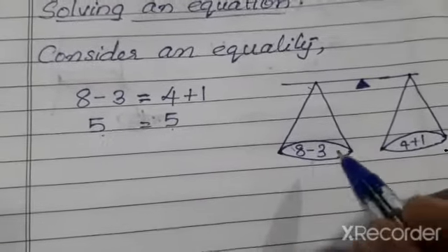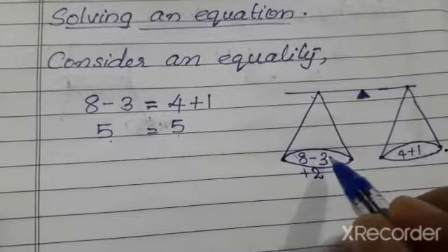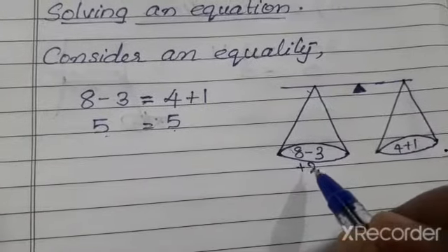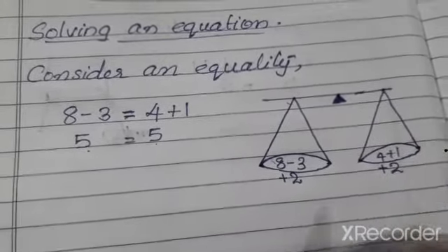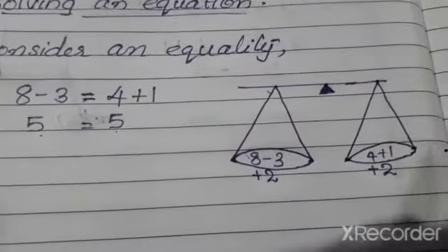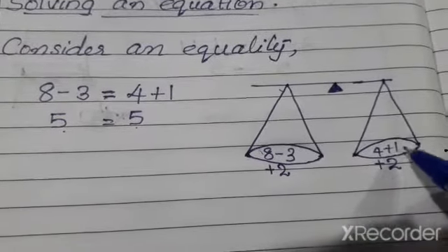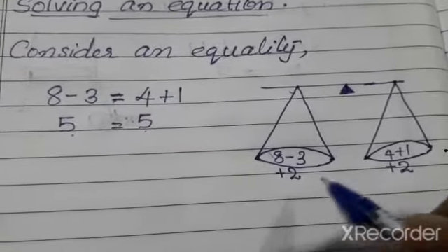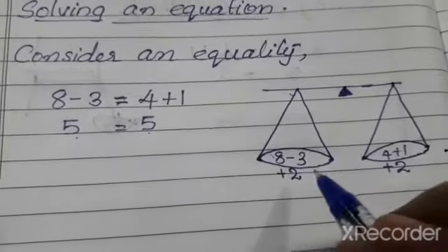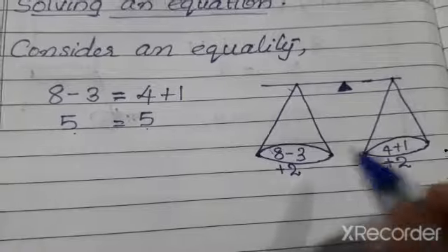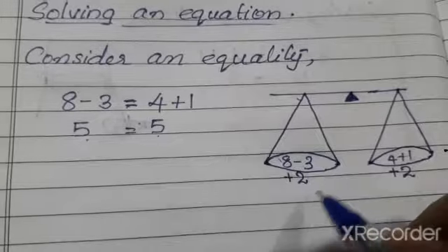And if I am adding 2 to this number, 8 minus 3 is already here, if I am adding plus 2 with this and if I am adding the same plus 2 with the right hand side, what will happen? Yes, that is 5, then 5 plus 2, 7. This side also 4 plus 1, 5, 5 plus 2, 7. Now also this has equal values, isn't it?